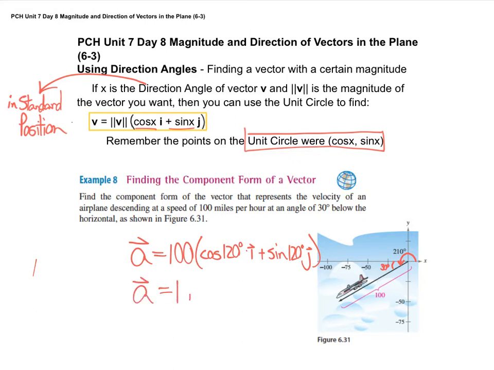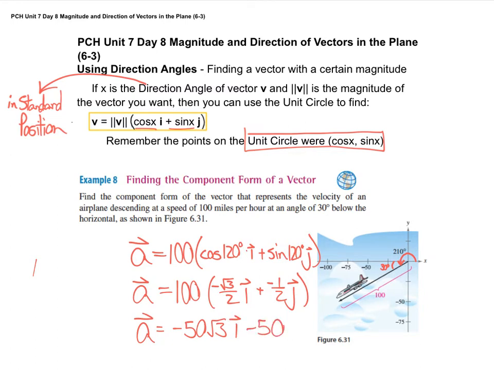Now, at this point, it's just a matter of doing the trig. We have vector A is 100 times cosine of 120, that has a reference angle of 30 degrees, so cosine is root 3 over 2. So we have root 3 over 2 i plus sine of 120, sorry, that's a negative root 3 over 2 because it's third quadrant. So plus a negative 1/2 j, because the sine of 120 is negative 1/2. So now we multiply in the 100, and we get vector A to be negative 50 root 3 i minus 50 j.